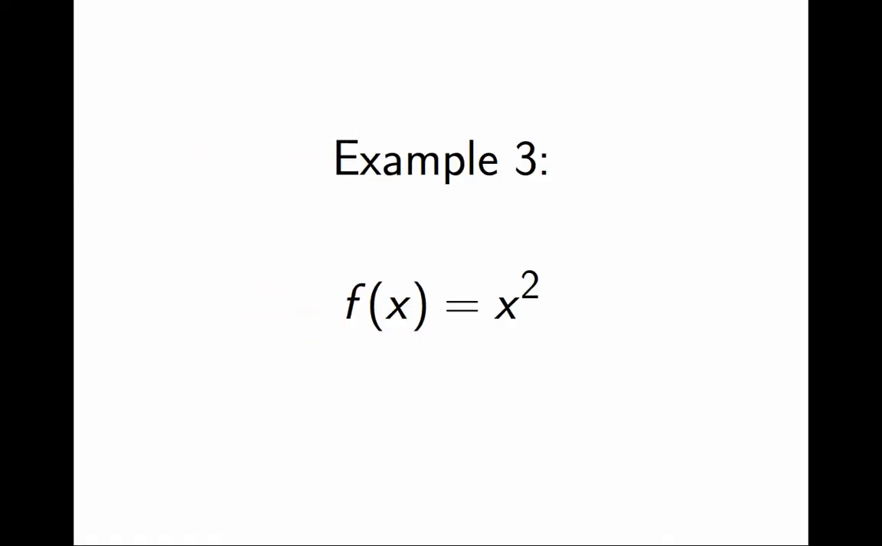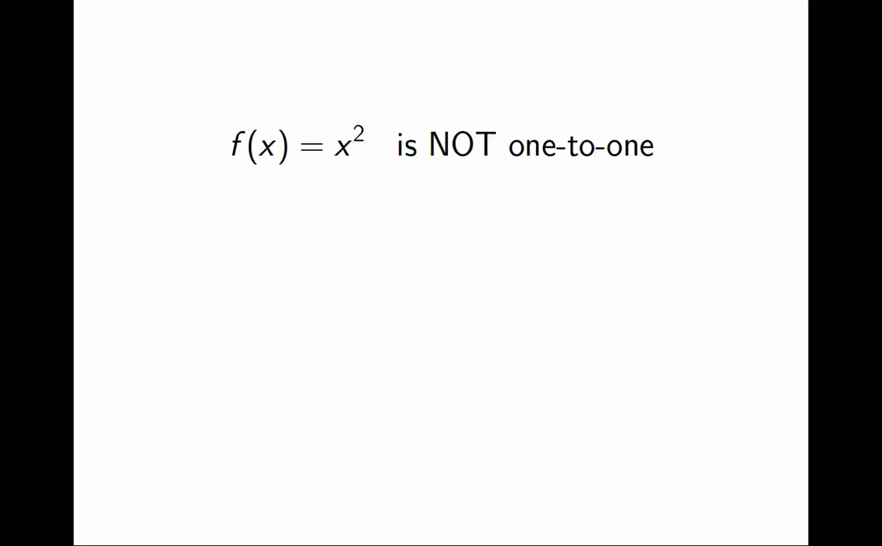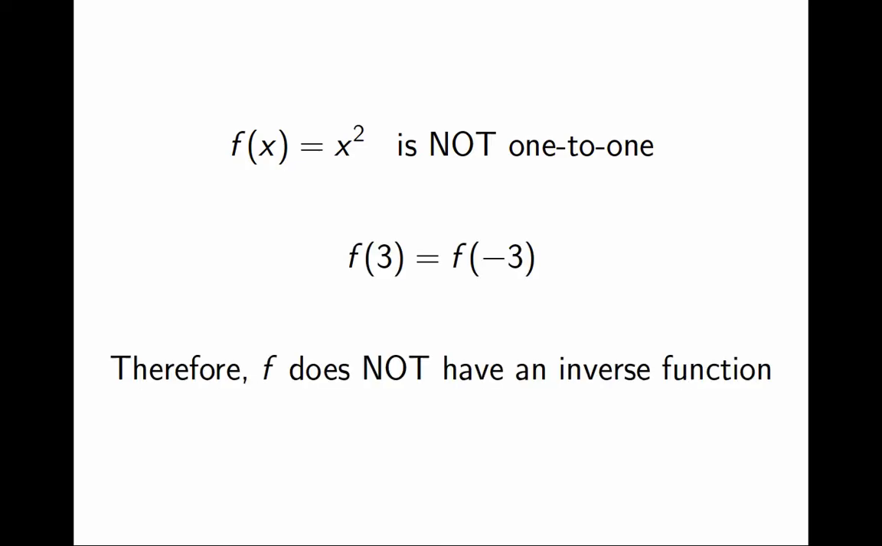As a last example, I will look at something more interesting. Consider the function f defined by f of x equals x squared. Here is its graph. We can't quite find an inverse for it. This function is not one-to-one. For example, f of 3 equals f of minus 3, and therefore it does not have an inverse function.